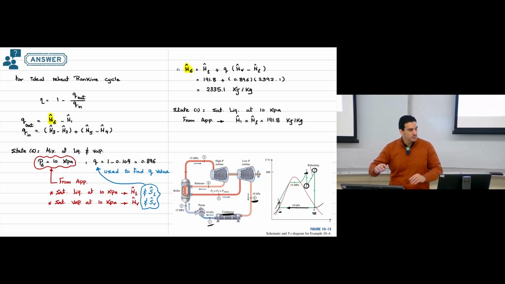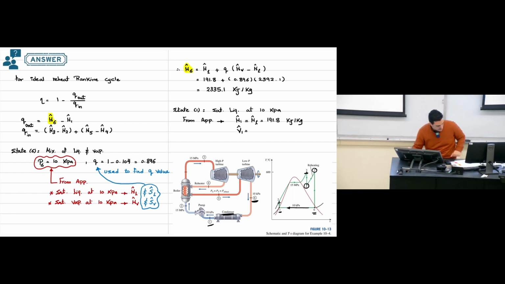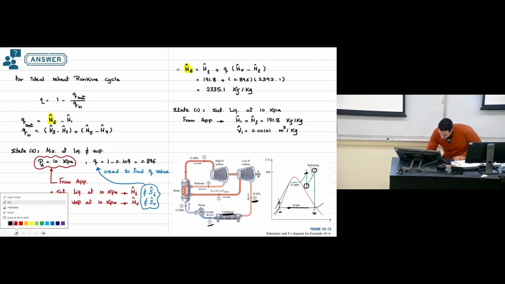Point number 1 will help us to know enthalpy at point number 2. This is the pump step, so always find specific volume at point number 1. So specific volume, this one will be 0.0101 meter cube per kilogram. And again, this is enthalpy at point number 1, which I need here.